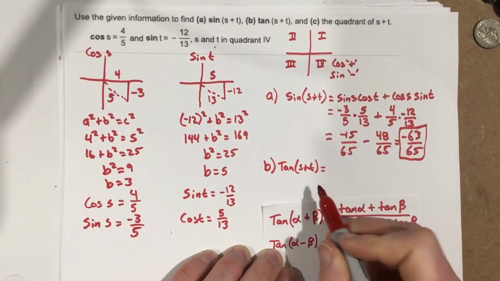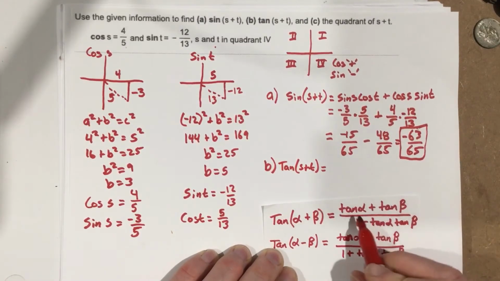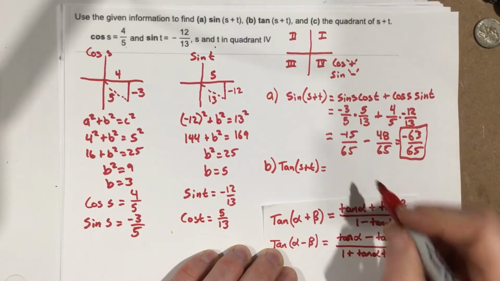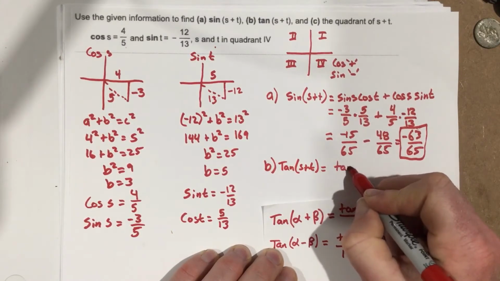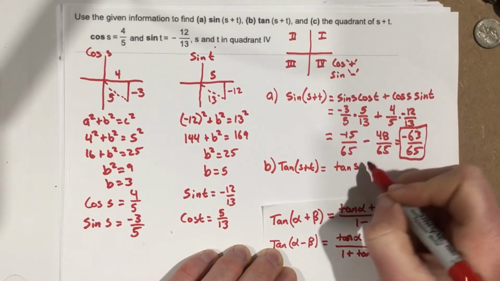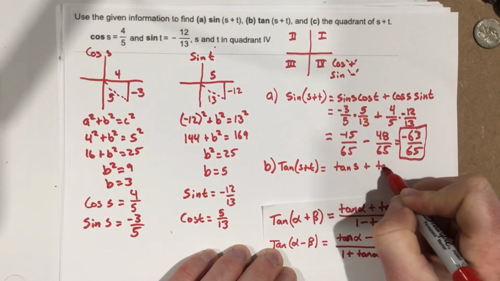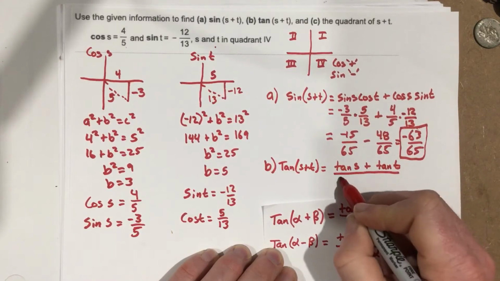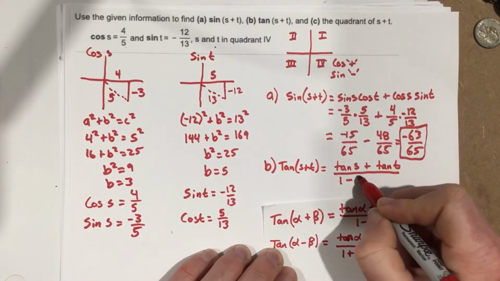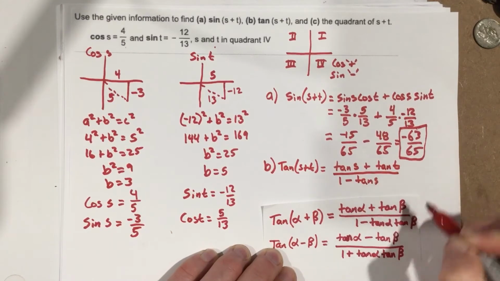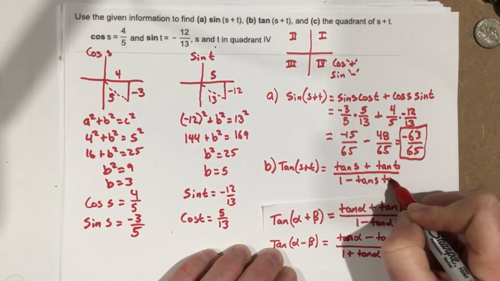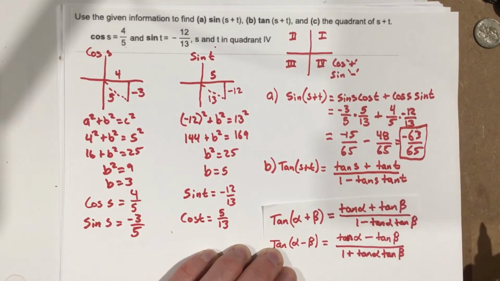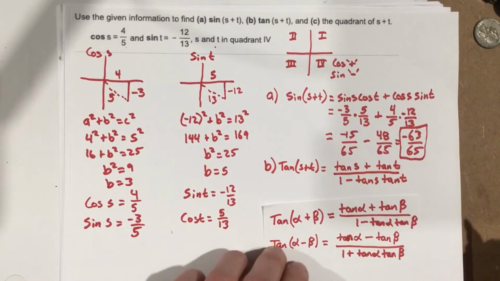All right. So if it's tan of s plus t, that means we've got this formula here. So we're going to say tan s plus tan t over 1 minus tan s tan t. All right, that wasn't too bad.